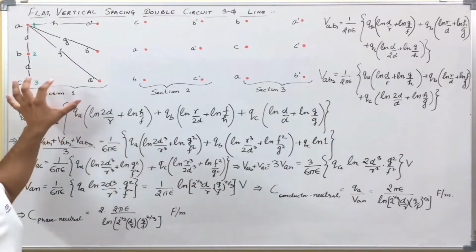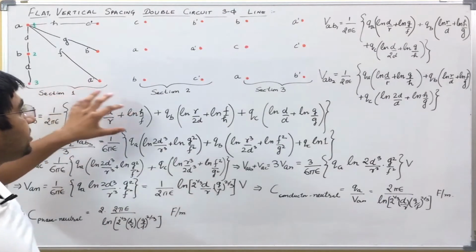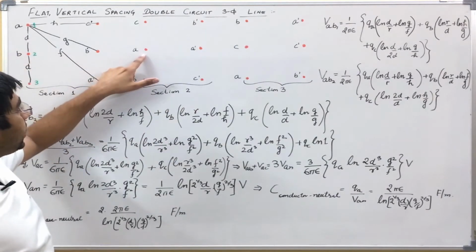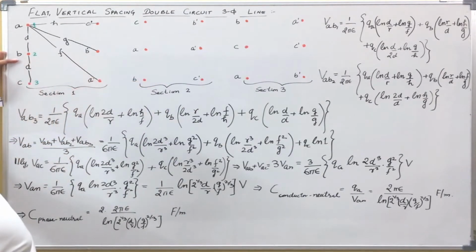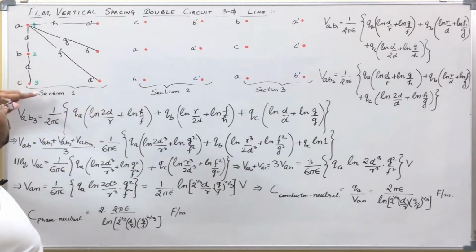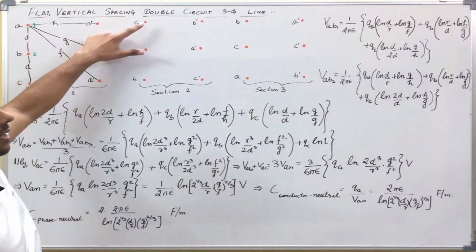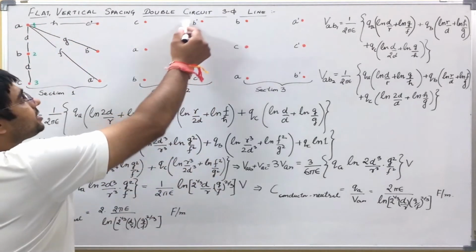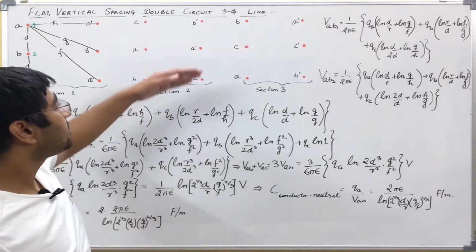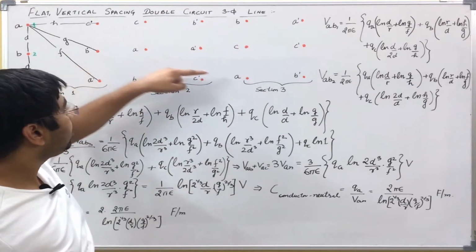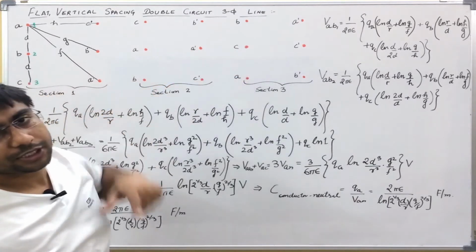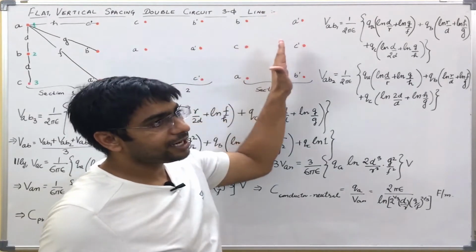So we will transpose this line and we will see that in section 2 phase A conductor will come at position 2 here and phase B conductor will come at position 3 here. Similarly phase C conductor will go from position 3 to 1, that is shown here. Accordingly, this part will change: C, C dash, B, B dash, A dash. Similarly, now this A will go to this position, B will go to this position and C will come to second position, and accordingly this side will change.